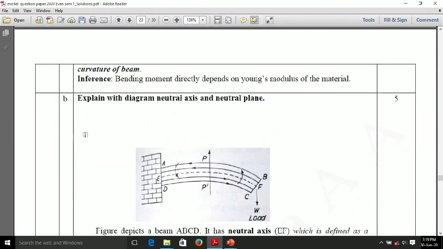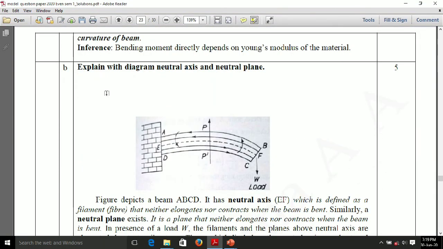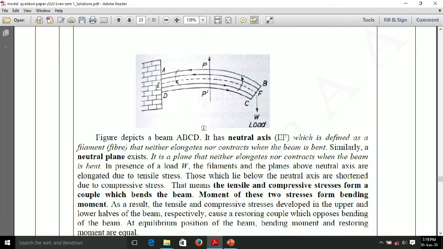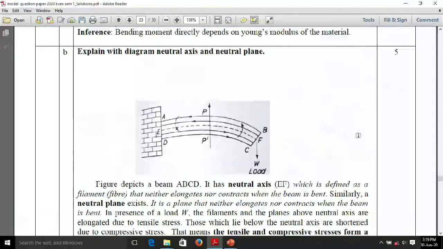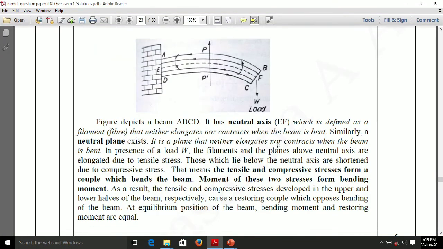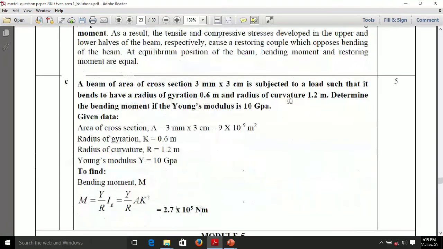And in the second sub question, explain with diagram neutral axis and neutral plane. If you write only the definitions, it is not enough. You have to explain the 2 terms, that are neutral axis and neutral plane. Only then you will get the marks. 5, for example, 1 mark for the diagram and 4 marks for the other part.